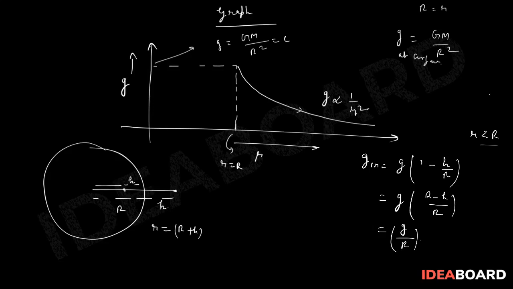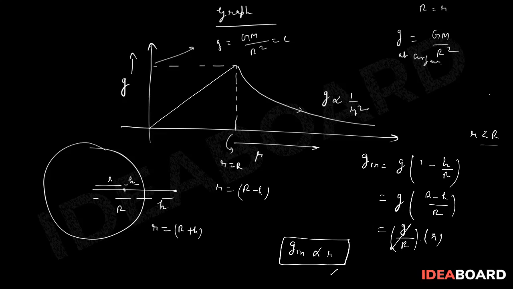This time this is going to be the value small r. So small r is equal to capital R minus h this time. So this is small r. This value is a constant, so I can say g inside is proportional to r only. That means this is a straight line passing through the origin. That means the graph will be varying like this.